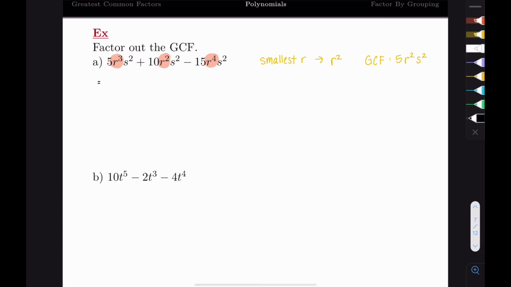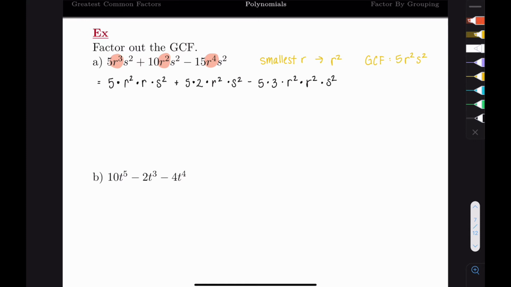So let's break this down so we can actually see this. We've got 5. R to the third we can think of as r squared times r to the first power, because we would go ahead and we would add those exponents. Then we've got the s squared attached as well. For the next piece, the 10 we can write as 5 times 2. R squared is what we're taking out, and s squared is what we're taking out. And then the 15 we can write as 5 times 3. R to the fourth you can break down as r squared times r squared. And then we have our s squared.